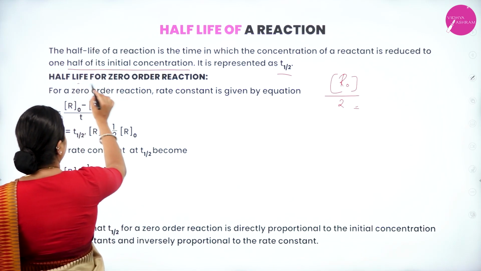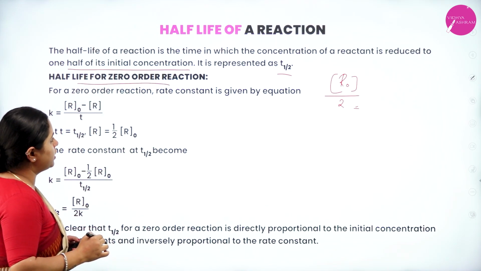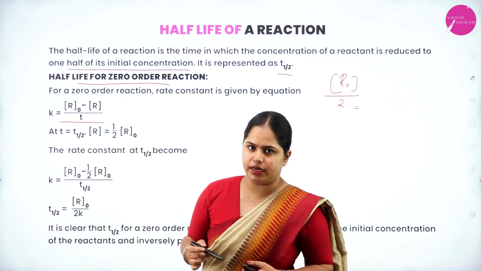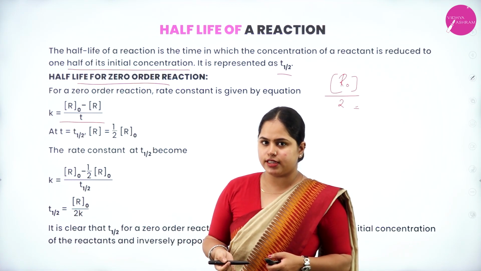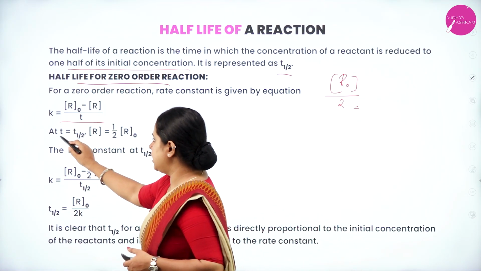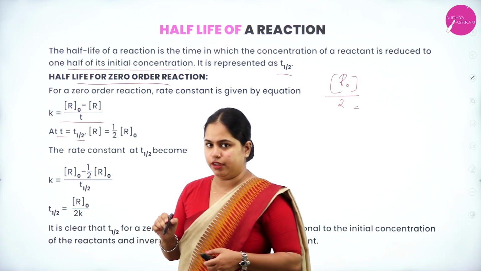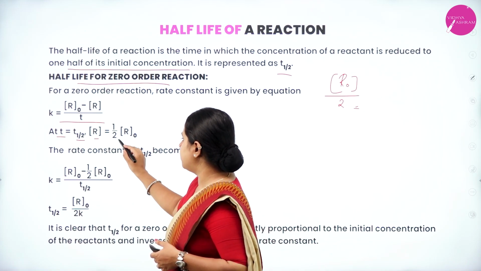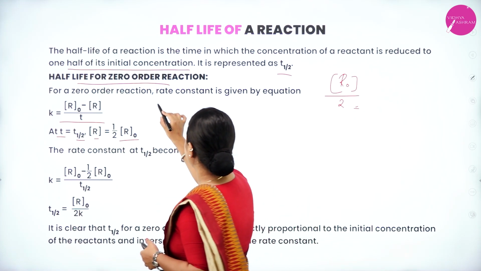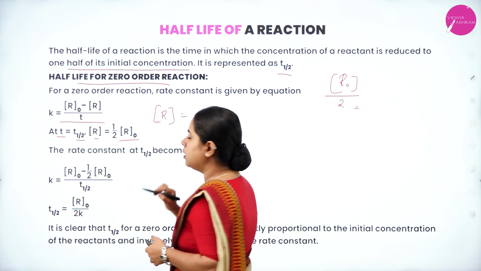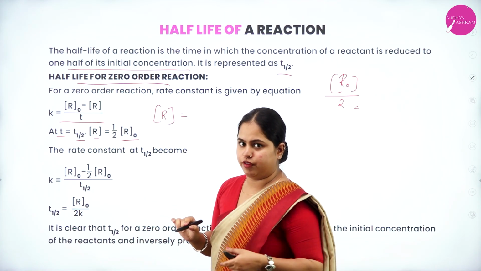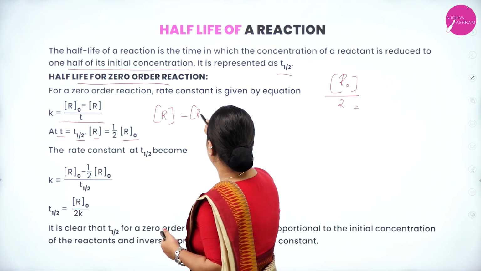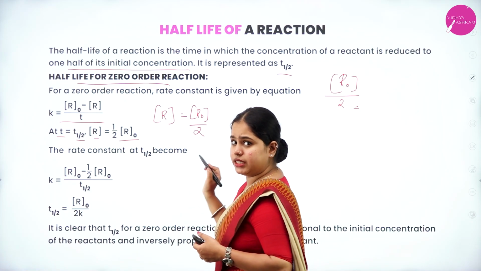Now half-life for a zero order reaction. For a zero order reaction, the rate constant is given by the equation K is equal to R0 minus R by T. This integrated rate equation we have already studied in the last session. At time T is equal to T half, that is half-life, what will happen? R will be R0 by 2, right? What will be the concentration at that point when the time is half-life, that is, the initial concentration becoming half of that? So R0 by 2 will be the concentration at T half.